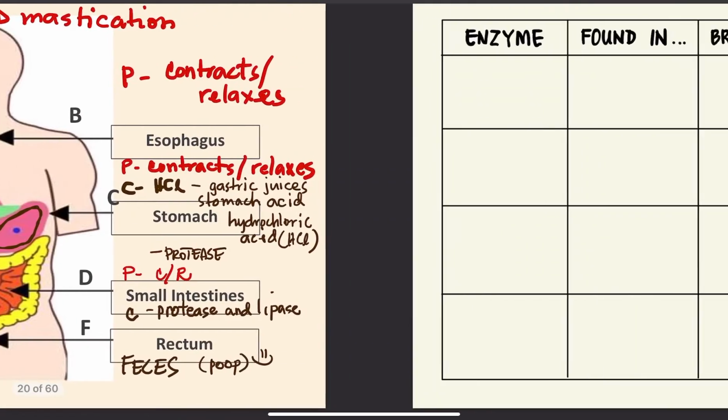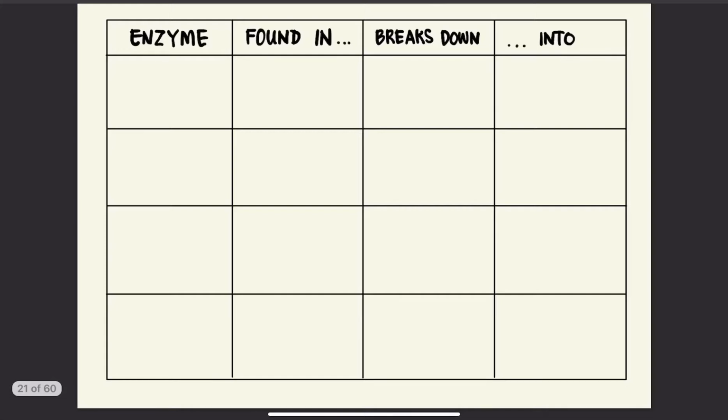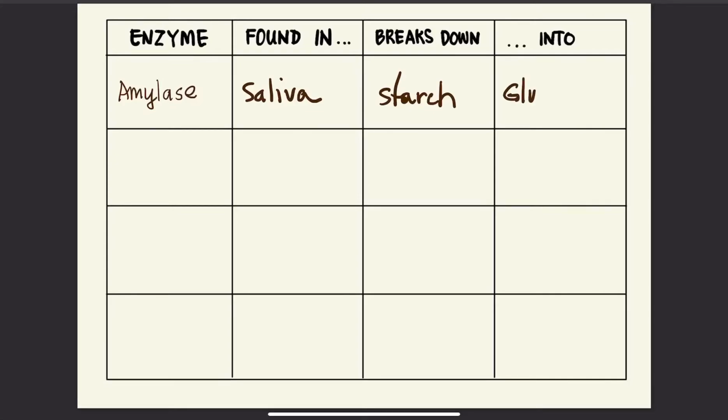So let's go to the next page. We have enzymes. Let's look at the enzymes. The first enzyme we learned about in school was called amylase. Amylase is found in your saliva, and it's used to break down starch into simple sugars, which we call glucose.